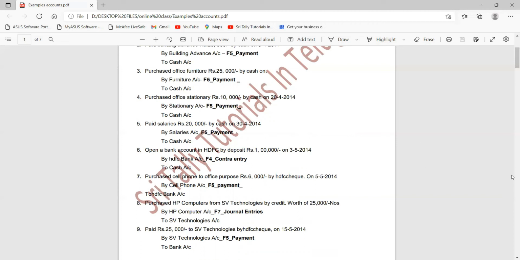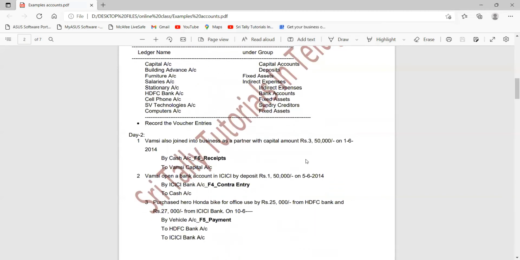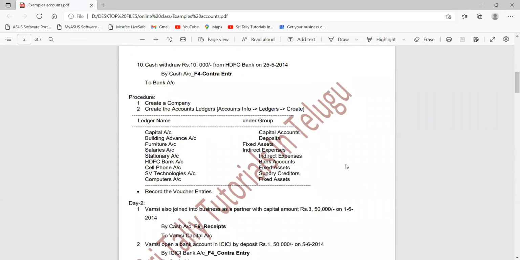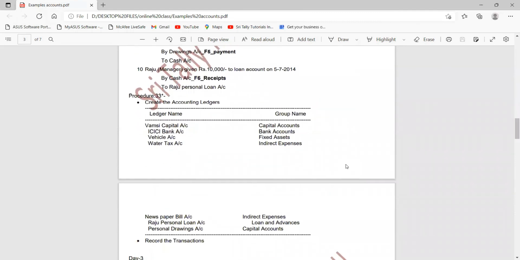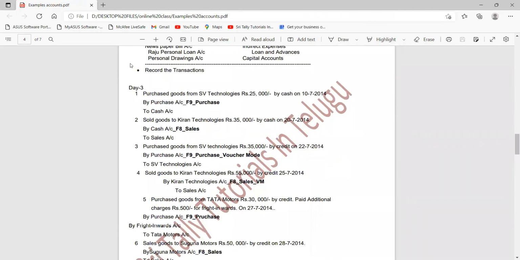Like this we have so many examples here. Depending on what transaction we have, depending on that we want to create a ledger. Here I mentioned so many examples, ledger name and group also. You can try to practice these. Next, see, remaining ledgers also we have here. For example, purchased goods from HV Technologies, rupees 25,000 by cash. Purchase account debit to cash.